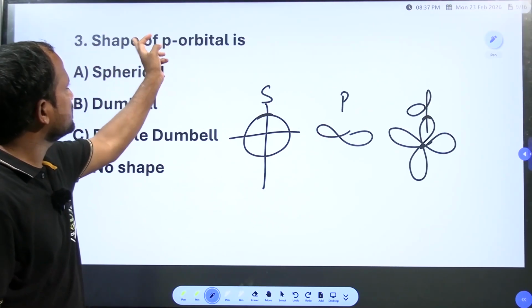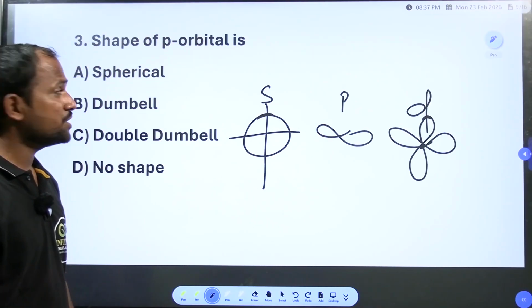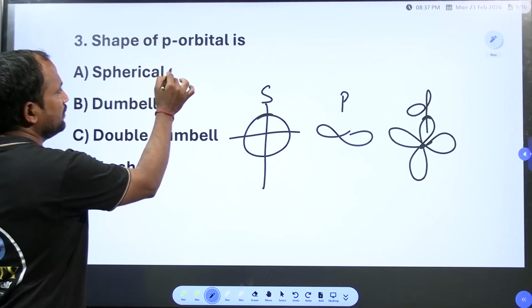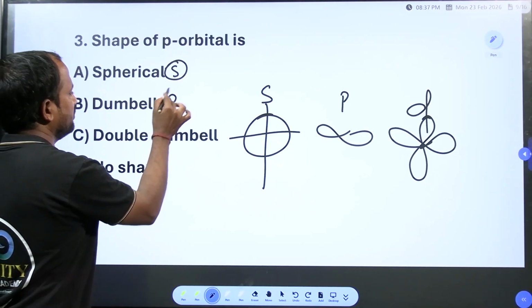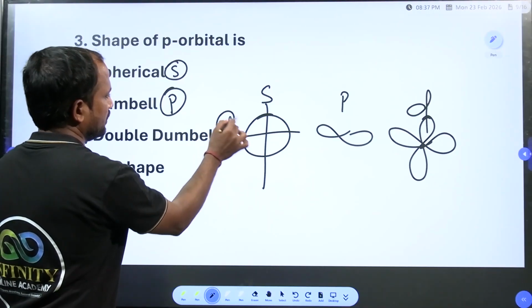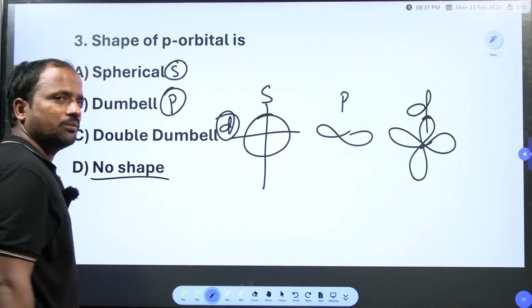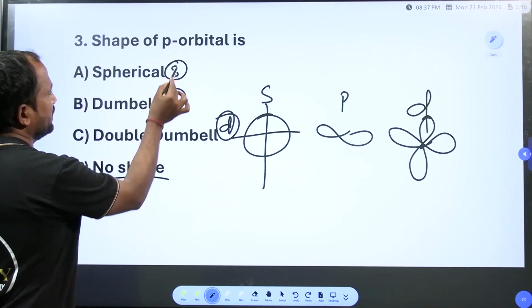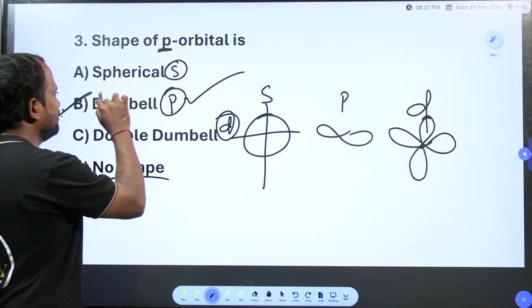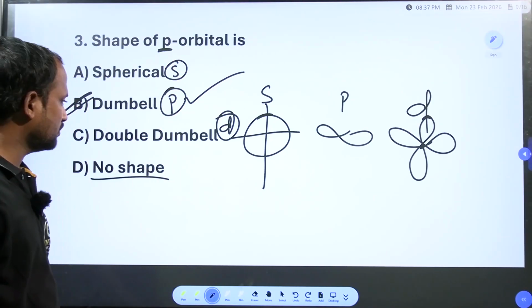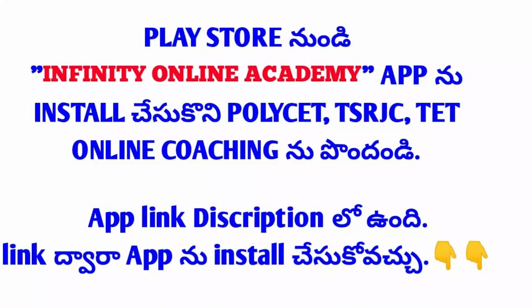Now read the question. Shape of the p orbital. Options: spherical s orbital, dumbbell p orbital, double dumbbell d orbital, and no shape. First see, spherical s orbital. Here what is being asked? The p orbital. So the p orbital is dumbbell. Clear? Okay, next question.